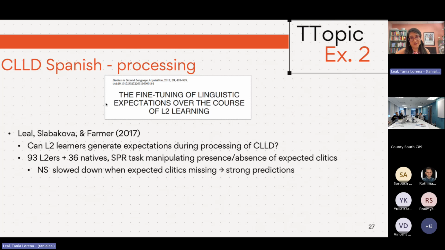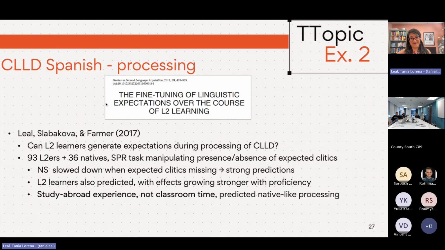So what we found here, because we were testing specifically prediction, whether they could expect the agreeing clitic once they saw the dislocated phrase, we found that natives absolutely slowed down when an expected clitic was missing. And these were verbs that could take the clitics or not take the clitics. So the sentence was not ungrammatical, they were only infelicitous. And they show very strong predictive expectations.